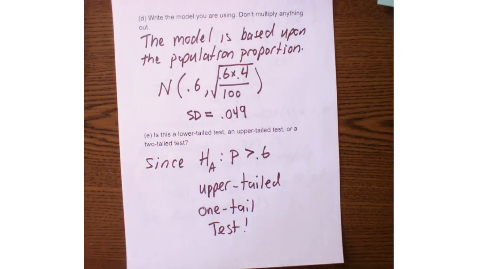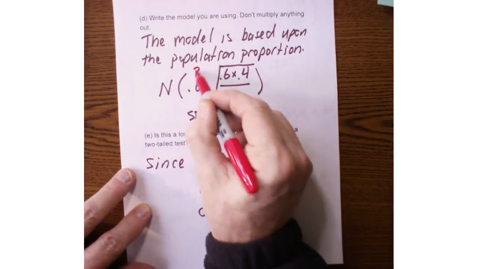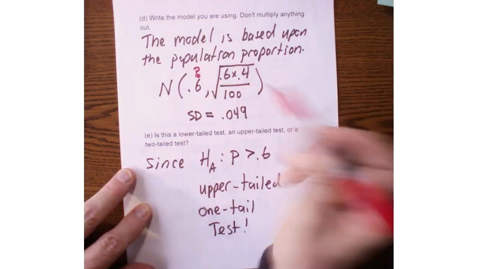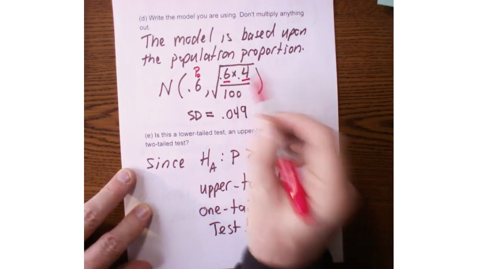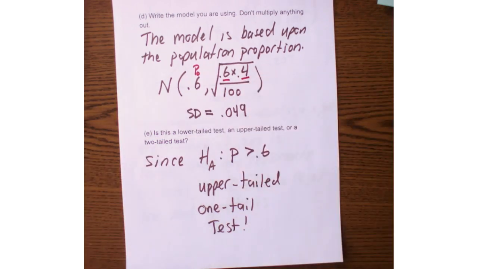So write the model you are using and don't multiply anything out. Our normal model is based on the null hypothesis. When you're doing a hypothesis test, you believe in the population. So our population is what we use. So this is my null hypothesis, and that's the q that goes with it. So I build my model using what I know to be true about the population, or what I am assuming to be true.